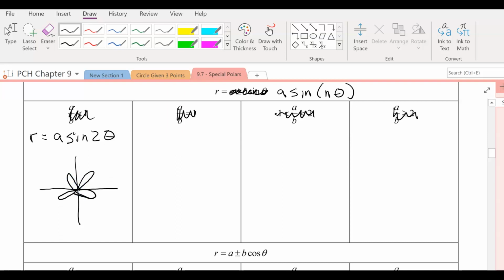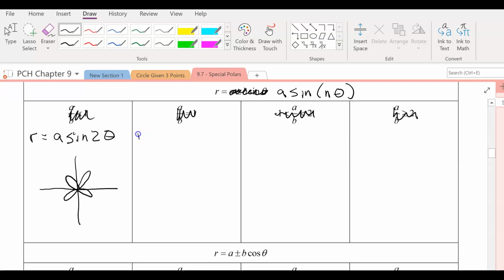Alright, so that's not great. Let's try that again. Right, so a little bit better. So they should be evenly spaced and they should all be the same shape. Hopefully you get the idea. So again, n is 2, so we're going to have 4 petals, and notice how those petals are rotated for this, and when we get to cosine, you'll see it's similar but a little bit different.